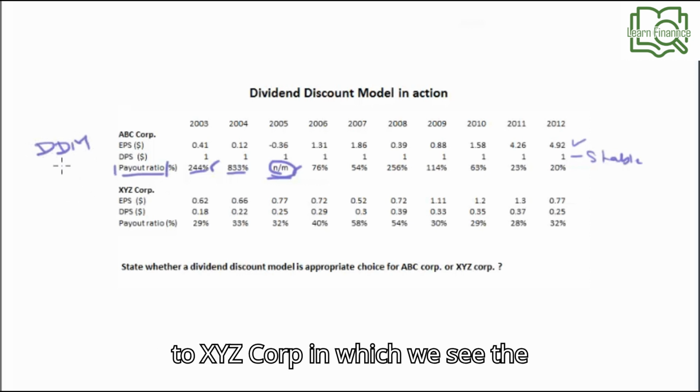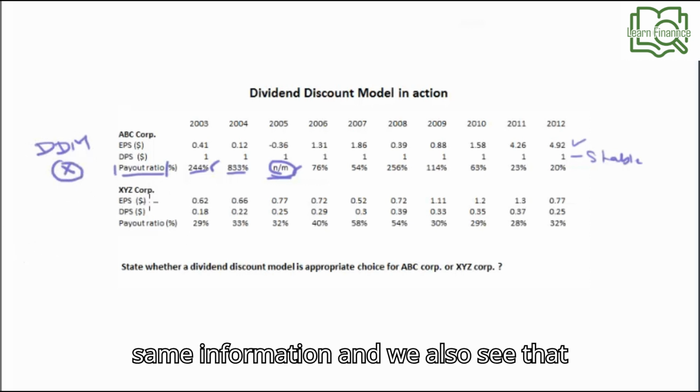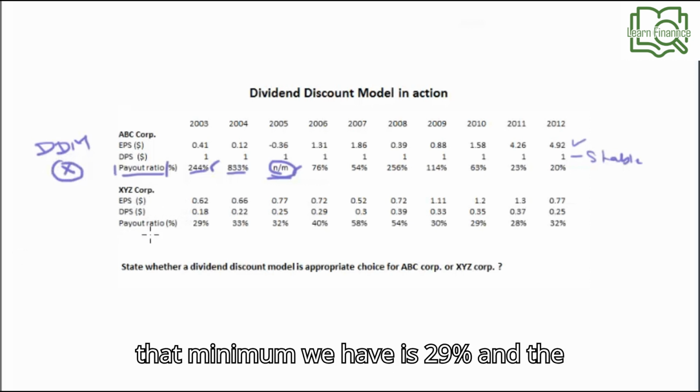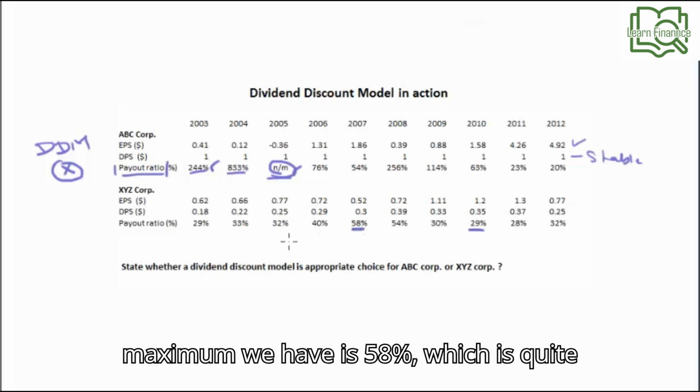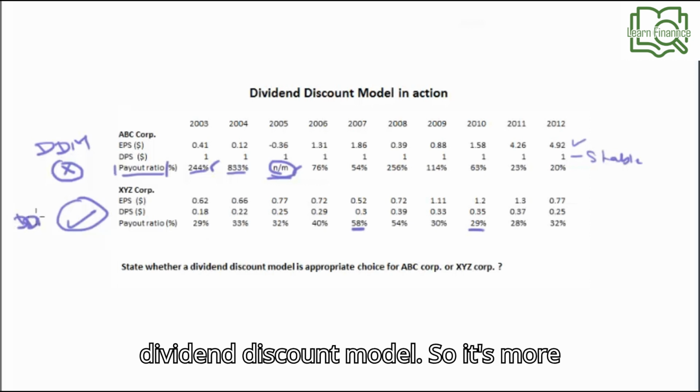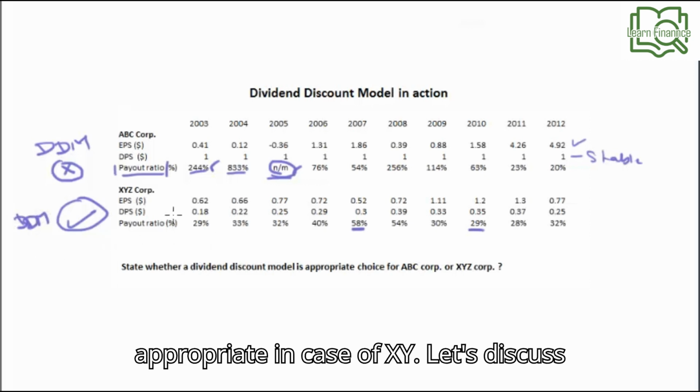Now we move to XYZ Corp, in which we see the same information, and we also see that the payout ratio is relatively stable. We see that the minimum we have is 29%, and the maximum we have is 58%. Which is quite stable. So in this case we use the dividend discount model, so it's more appropriate in the case of XYZ.